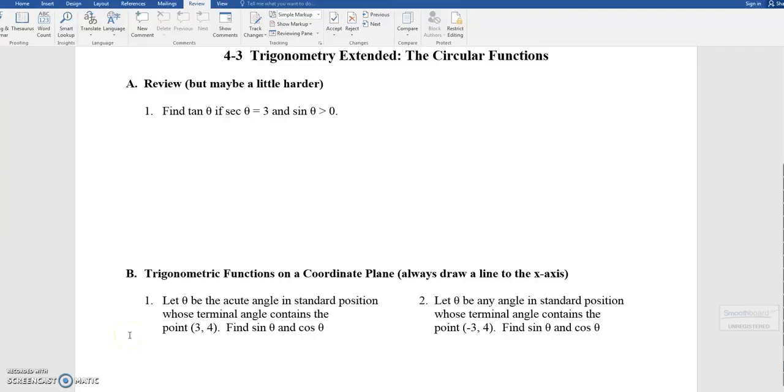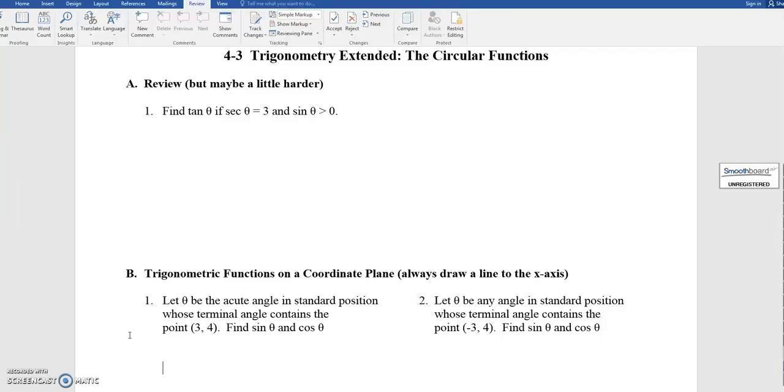Welcome to the first video of Unit 2. This is from Chapter 4, Section 3, and we're going to be slowly building up some ideas of trig functions that we'll cover in Section 4. We're just going to get some basics down in this video, in this lesson.